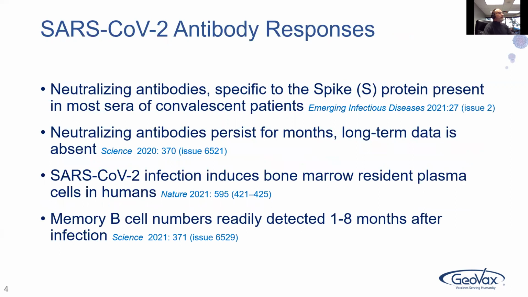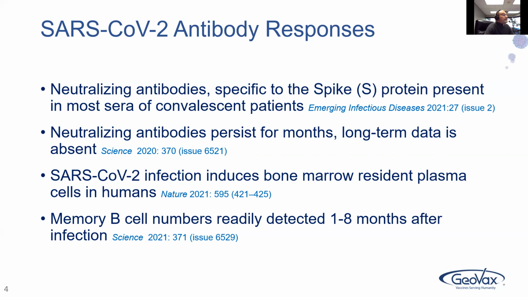Now, SARS-CoV-2 antibody responses have been well characterized over the last year. First of all, neutralizing antibodies specific to the spike protein are present in the sera of most convalescent patients. Neutralizing antibody will persist for months, maybe even years. Long-term data is still absent just because the pandemic has only been ongoing for approximately 2 years.